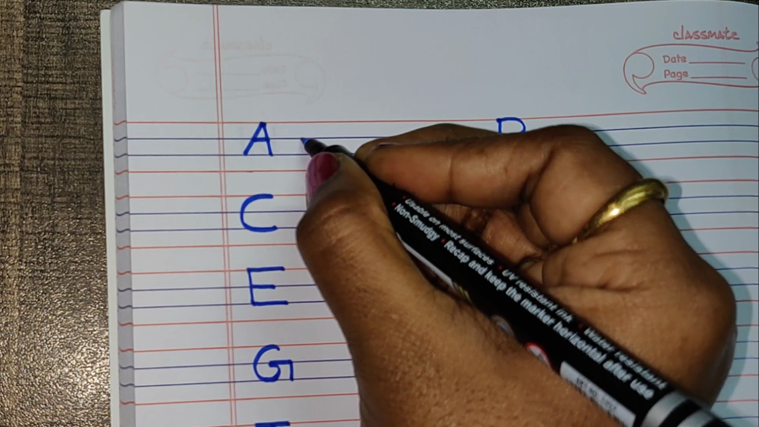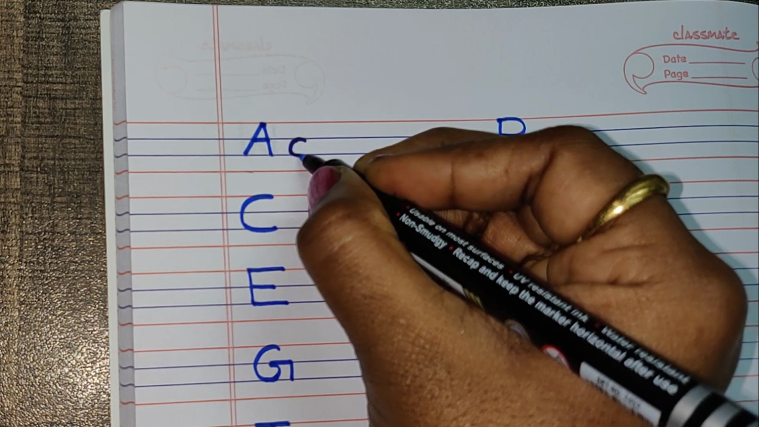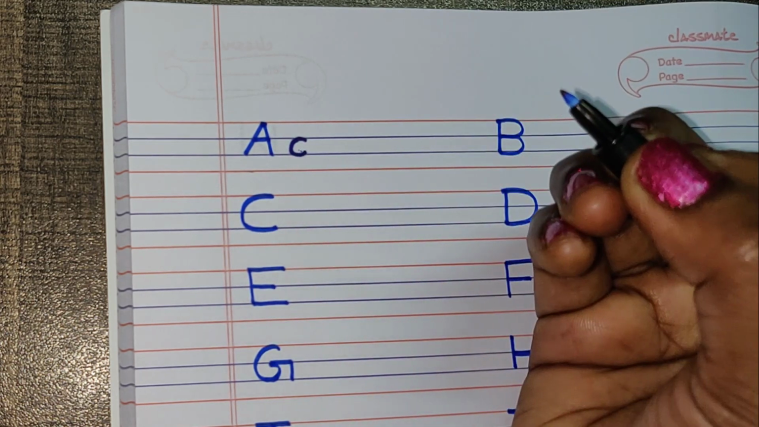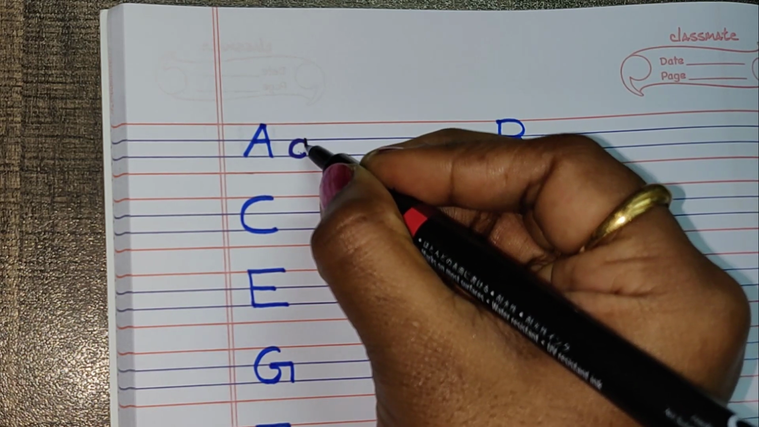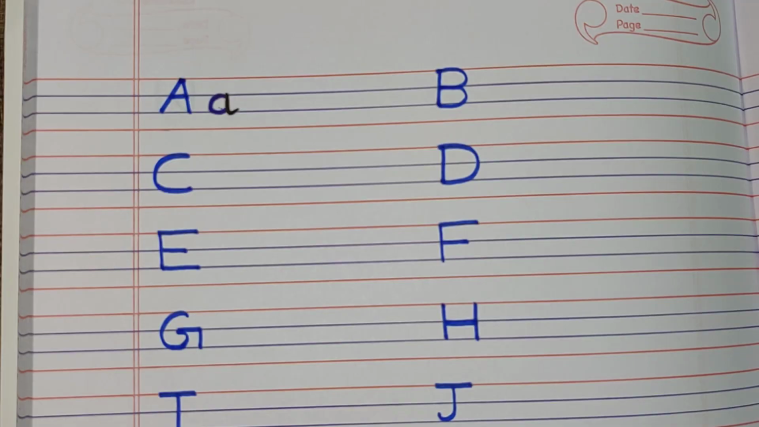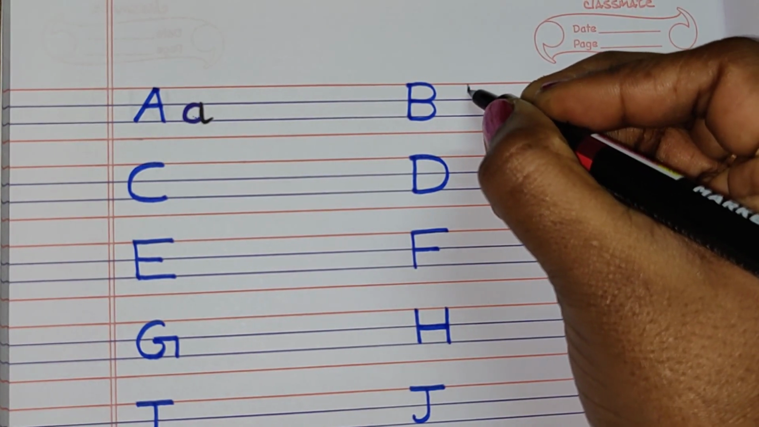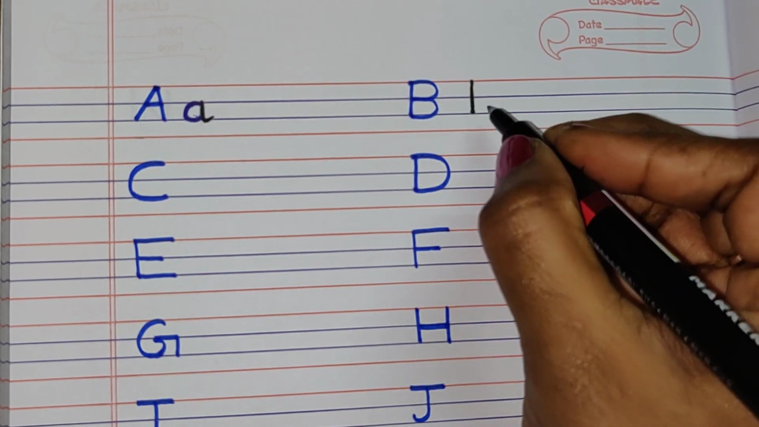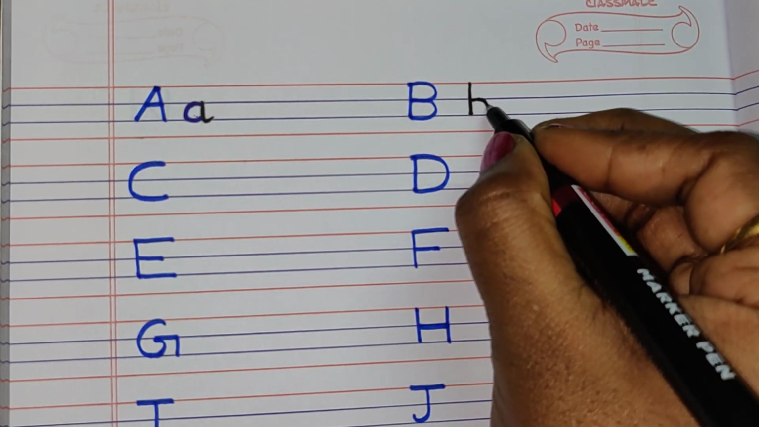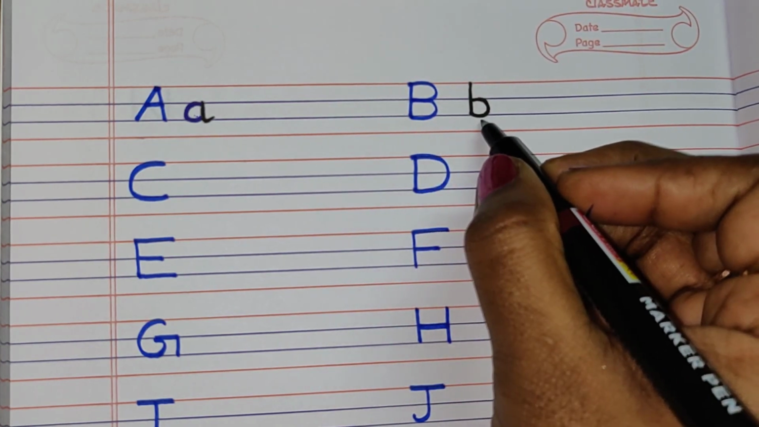First we are going to write small letter A. So now I am starting from the second line. I am putting a small C curve followed by a small line with a small curve, which makes A. Next I am going to write B, a standing line followed by a small opposite C curve. See, I am covering only the second and third line.